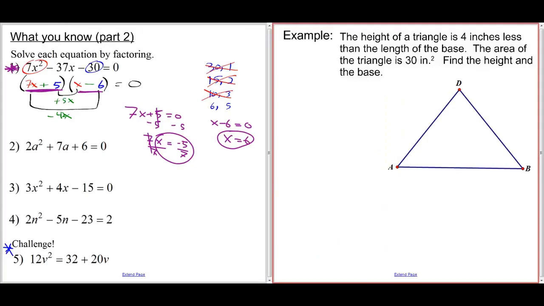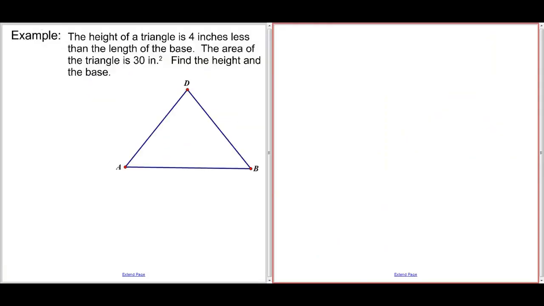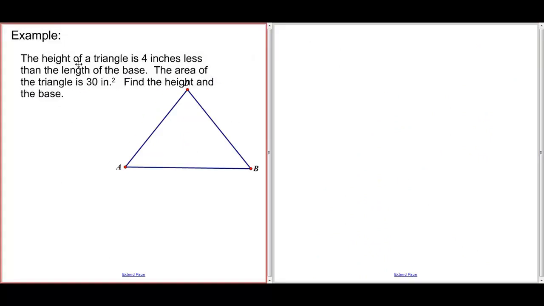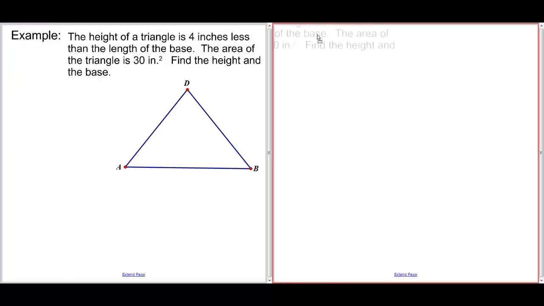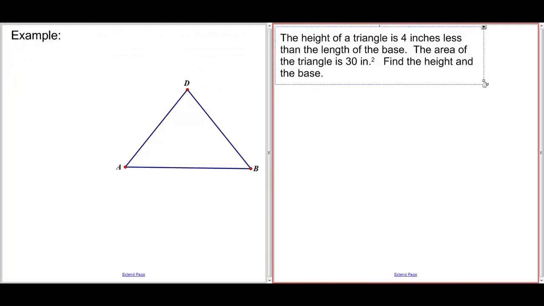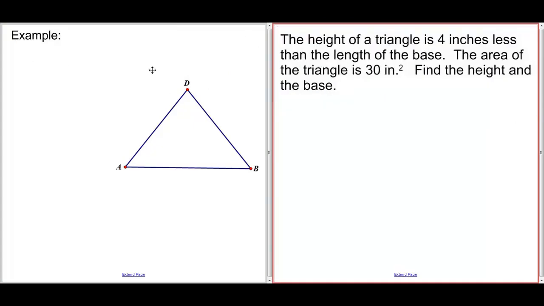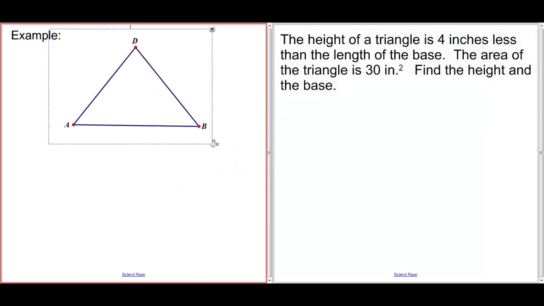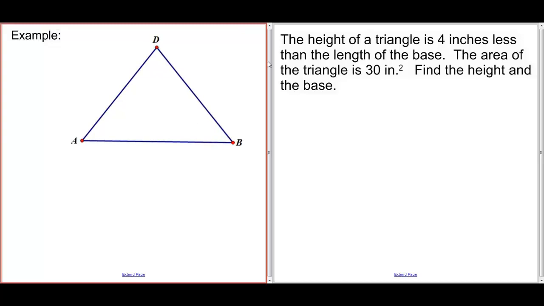Alright, I'm going to spend a little more time on a word problem here, and we got a triangle, so let me just try to organize this a little bit better. Got a triangle which is the height is 4 inches less than the length of the base. The area of the triangle is 30 inches. So let's start setting this up.